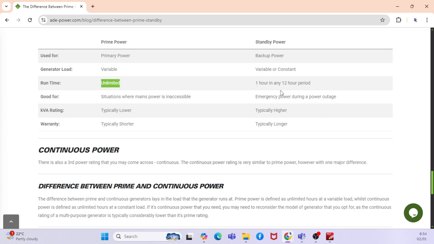Sorry, 1 minute, I will quickly complete it. See, when I say standby power, it will give you for 1 hour a specific period, but high capacity. Say for example, it can give you full capacity.